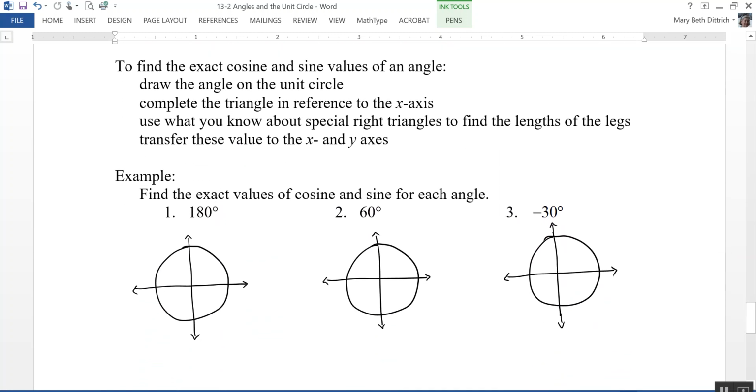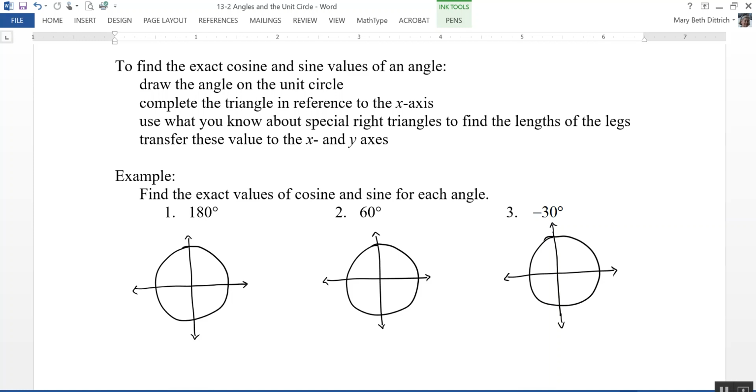So to find the exact cosine and sine values of an angle, we want to draw the angle in the unit circle, complete the triangle in reference to the x-axis, so drop a perpendicular line either down to or up to the x-axis, and use what you know about special right triangles to find the lengths of the legs. Then we want to transfer these values to the x and y axes. Let's take a look at a couple examples here.